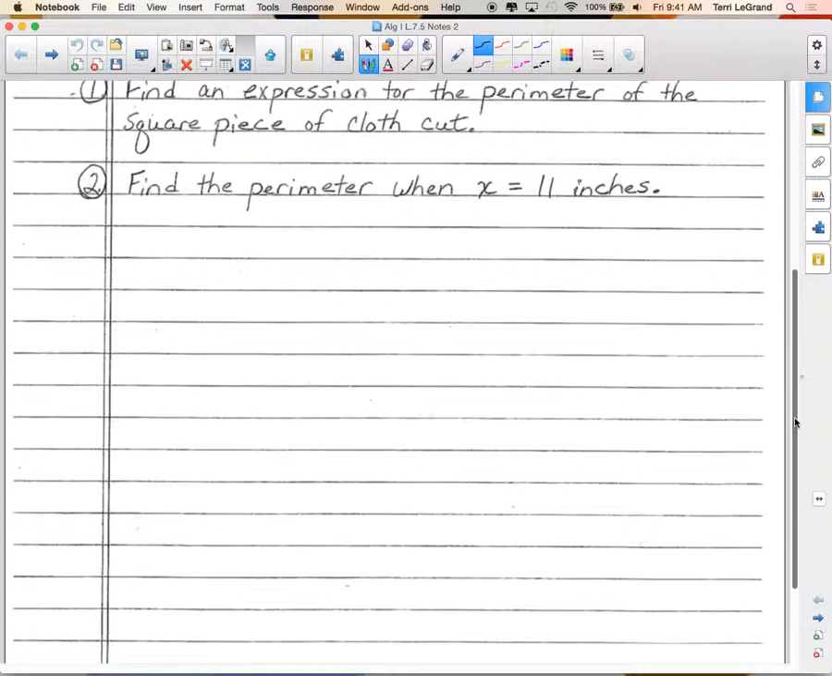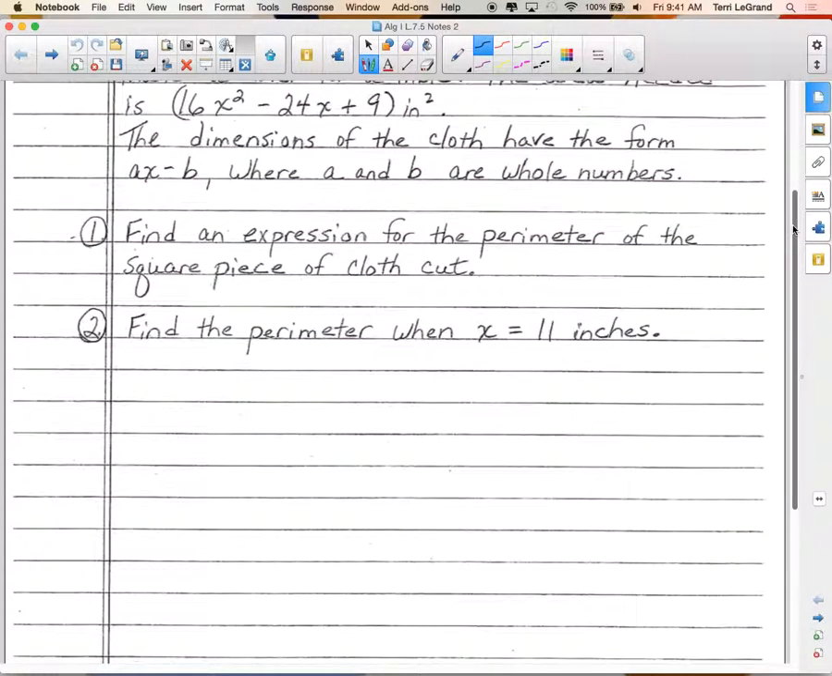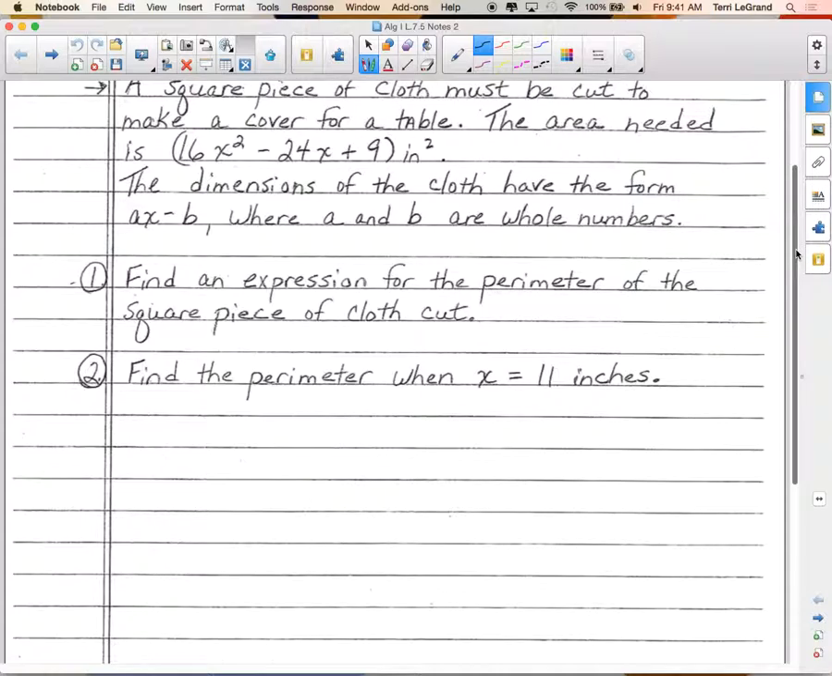Okay, so we have 2 parts to this. We have to find the expression for the perimeter, and then we have to find the perimeter when x equals 11 inches. Now, if in your homework, what you tried to do was substitute 11 in for the x in the trinomial, what were you really getting? Were you getting perimeter when you did that? What were you getting? The area. That's the area. So that is not what we want to do to find the perimeter.